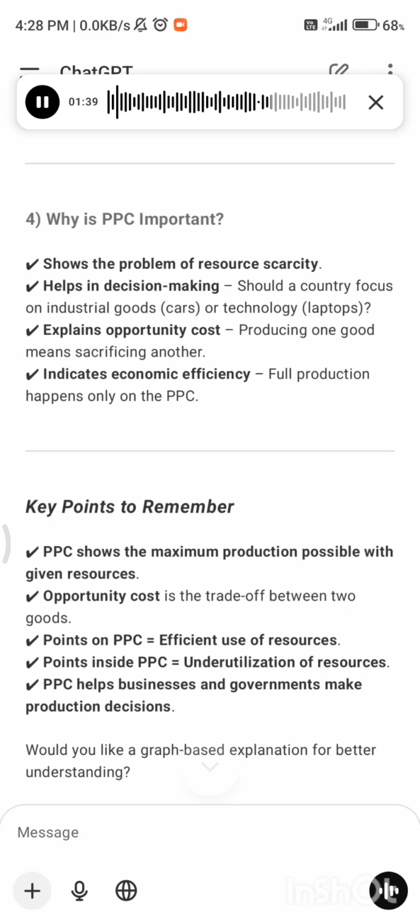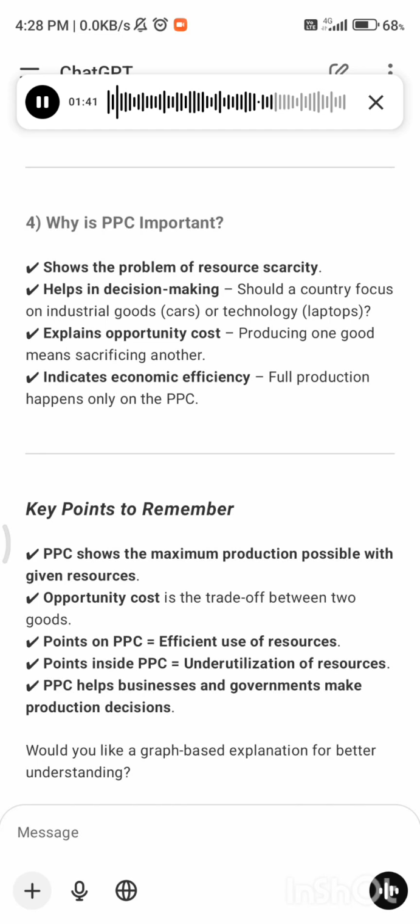4. Why is PPC important? It shows the problem of resource scarcity. It helps in decision-making: should a country focus on industrial goods, cars, or technology, laptops? It explains opportunity cost: producing one good means sacrificing another. It indicates economic efficiency: full production happens only on the PPC.